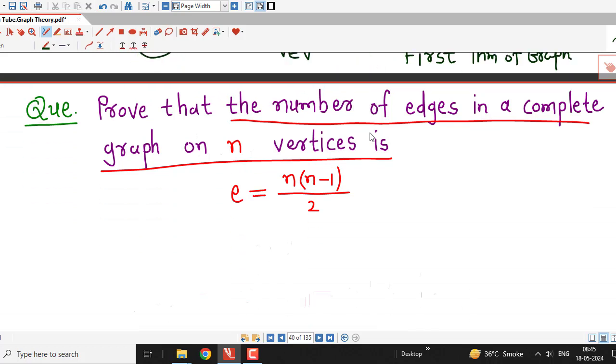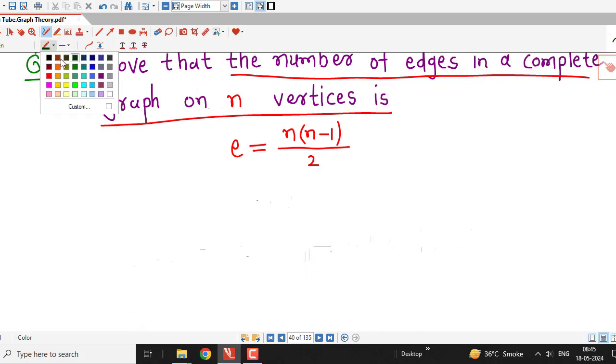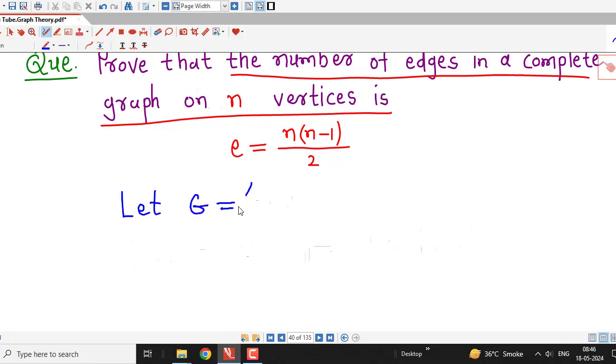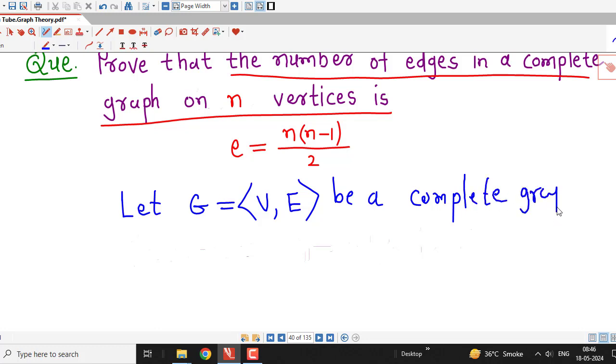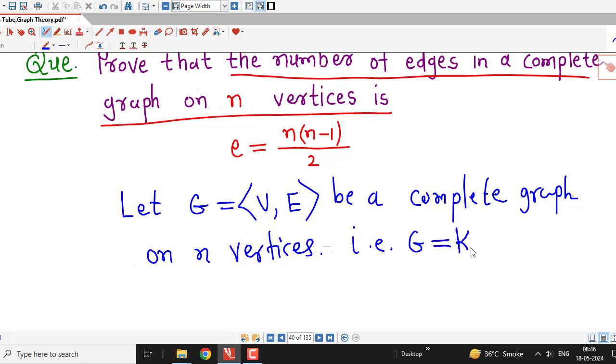So we can use this result here to prove that the number of edges in a complete graph on n vertices is n into n minus 1 by 2. So first I write that suppose G equal to (V, E) be a complete graph on n vertices, and we know that if we have a complete graph on n vertices, it is denoted by K suffix n.